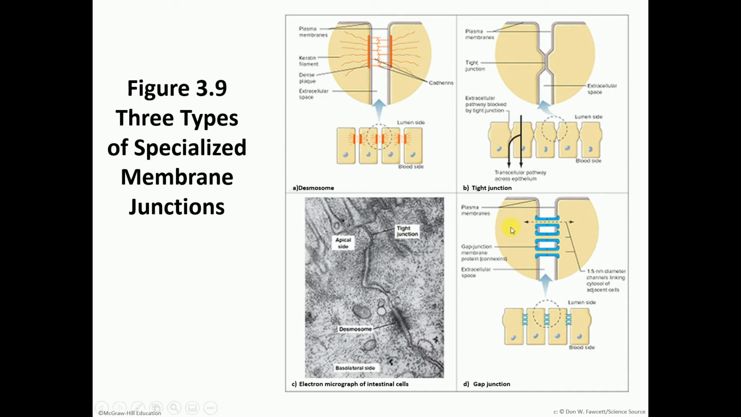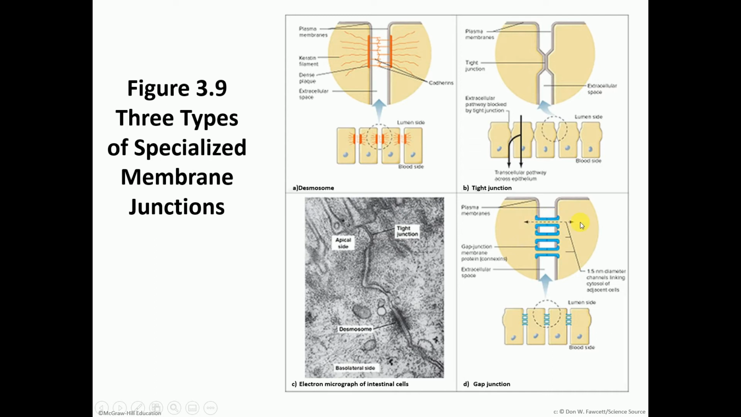The last but not least kind of junction we are going to be talking about are gap junctions. So gap junctions are basically tunnels that allow the two cytosols or the two cells to communicate directly with each other. So things are going to be able to pass freely from one cell to the neighboring cell.